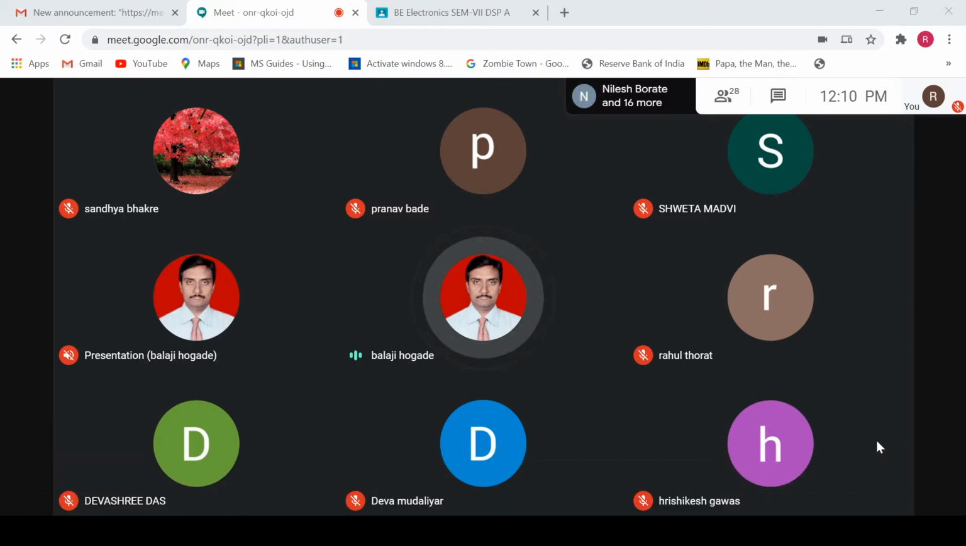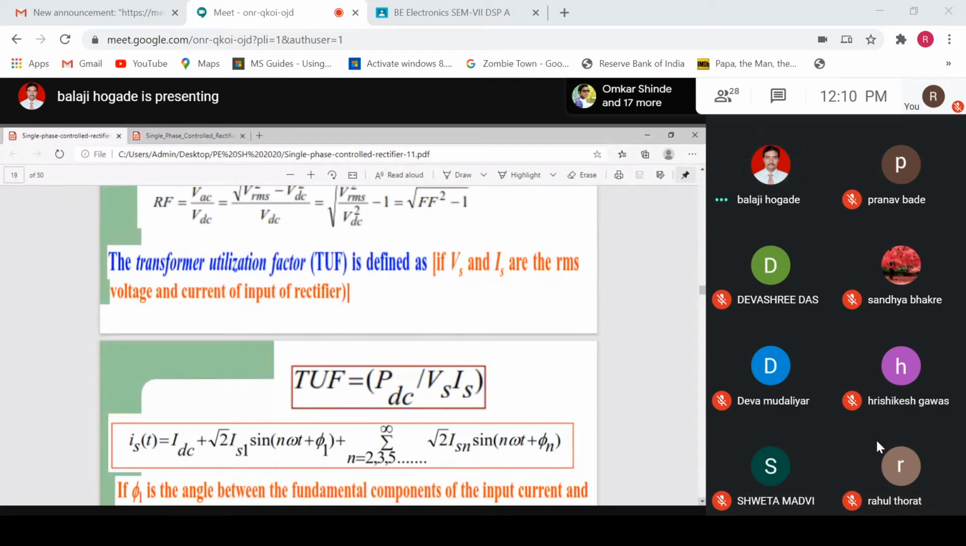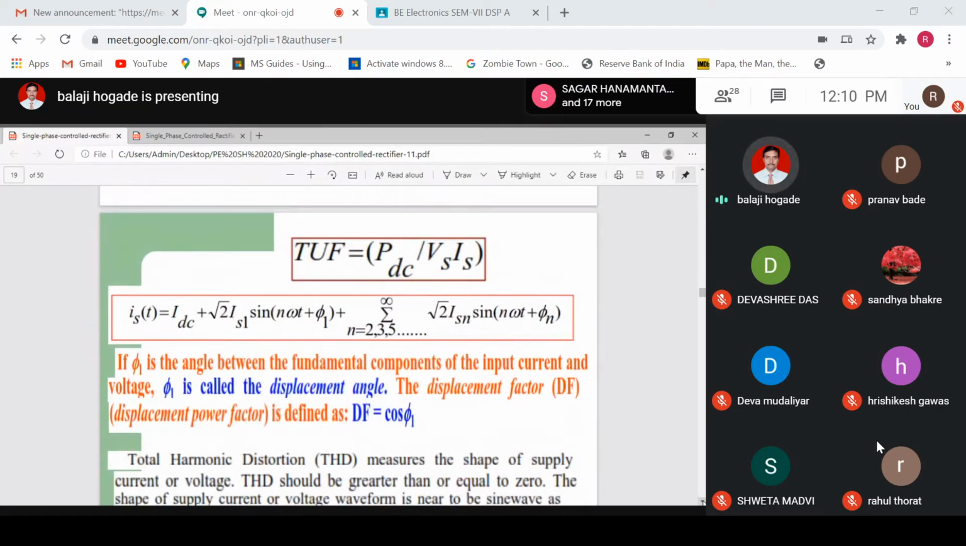In the last lecture, we started with the single phase full wave fully controlled rectifier with R load for center tap configuration, then RL load and freewheeling diode. I think we have covered all these three variations of the load for the single phase full wave controlled rectifier center tap configuration.